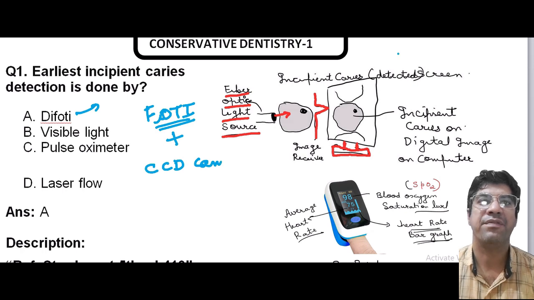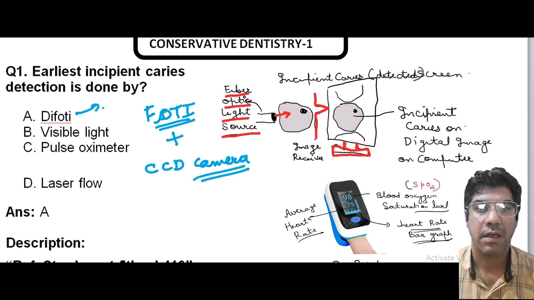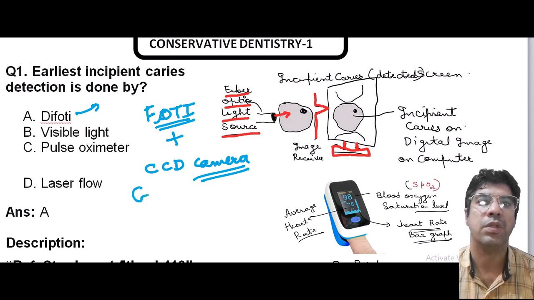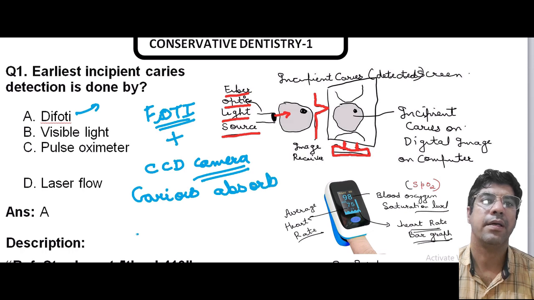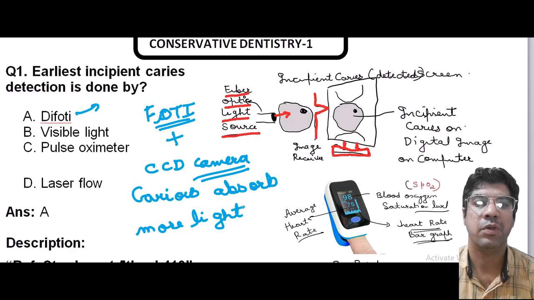Now what is the principle of this DIFOTI? It works on the principle that the carious tooth will absorb more light than the surrounding healthy tissue. So that is why the carious region will appear darker.